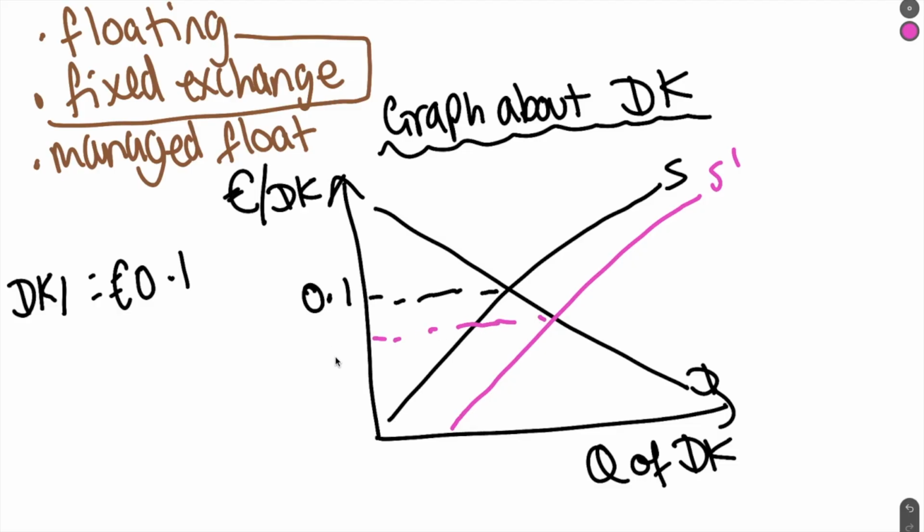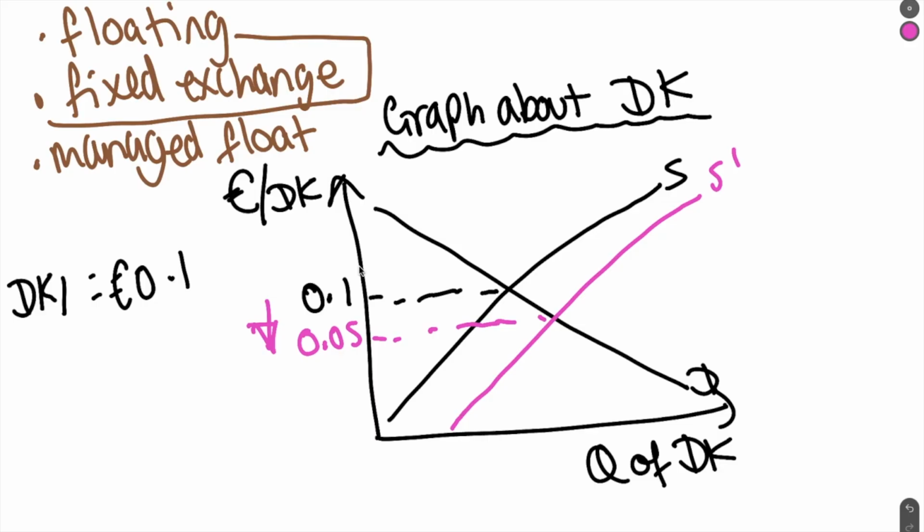Well, what really wants to happen here then, let's pretend this is, I don't know, 0.05, is the exchange rate wants to fall. The Danish kroner wants to depreciate, but Denmark doesn't want this. They want to maintain their exchange rate at 0.1. So what can they do about this? Well, they can intervene in this foreign exchange market.